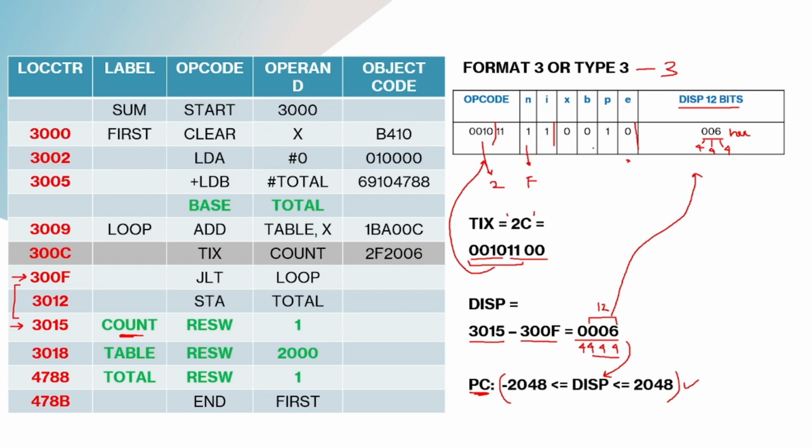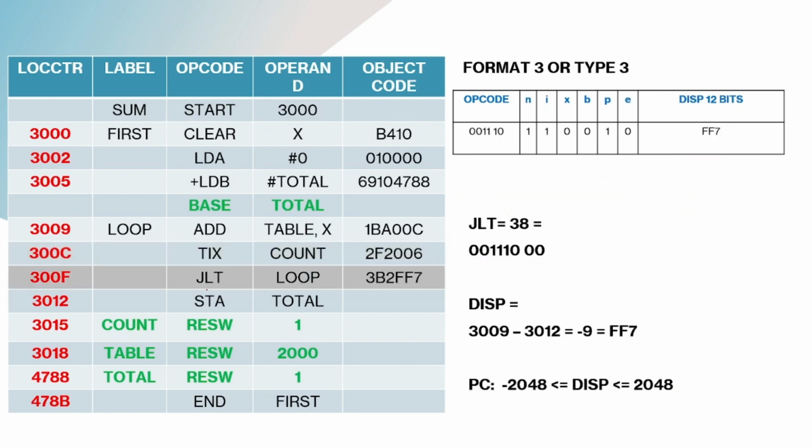And this thing is again 2, 0010. Now grouping all of this, we get 2F2006. And that exactly is your object code.